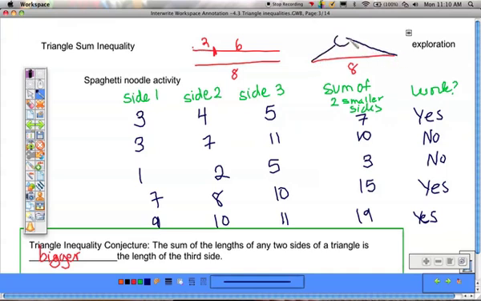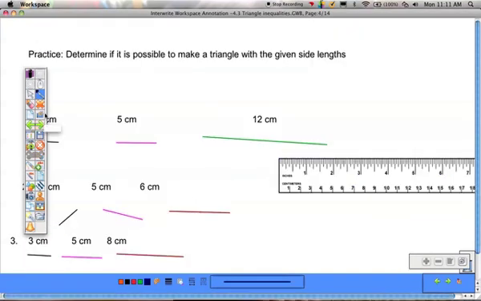There's going to be a gap here because it was the same size, but then you're moving it up. So there's a gap here. This is 2 and 6. So the two smaller sides have to add up to bigger than the biggest side so that they connect. So the two smaller sides have to be bigger than the length of the third side.